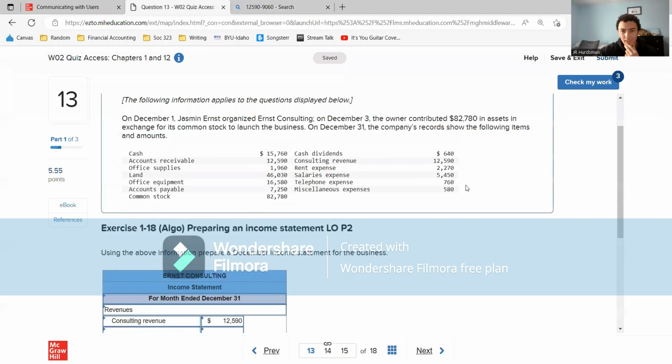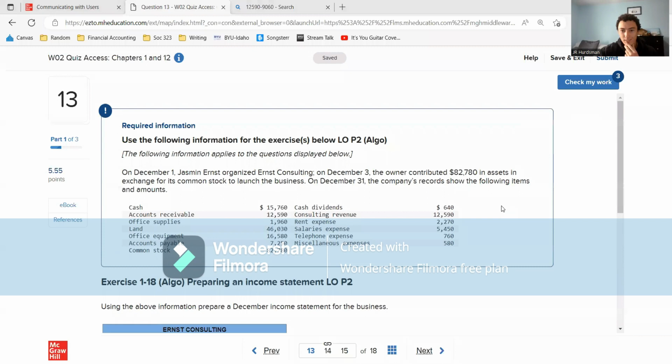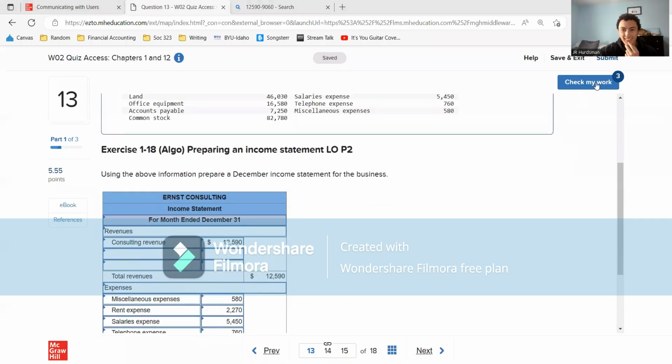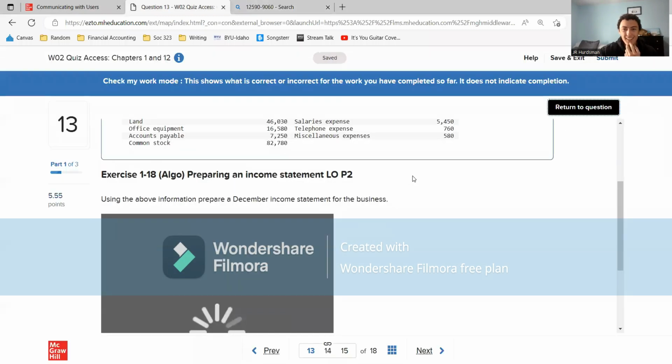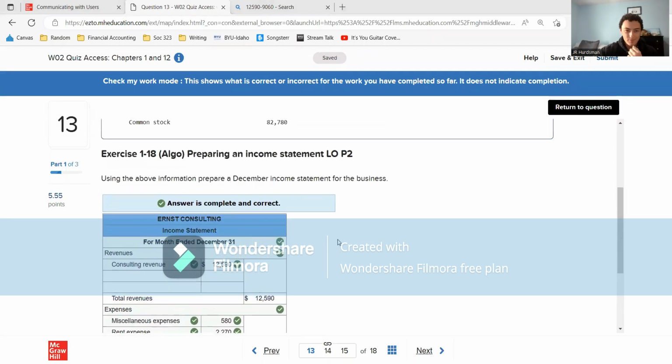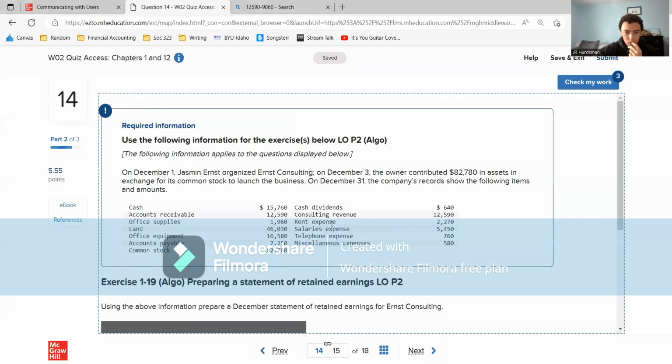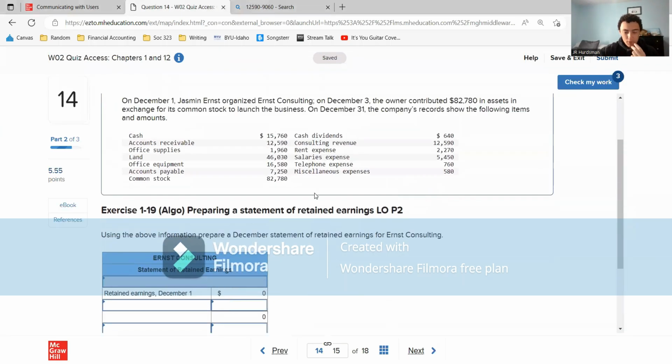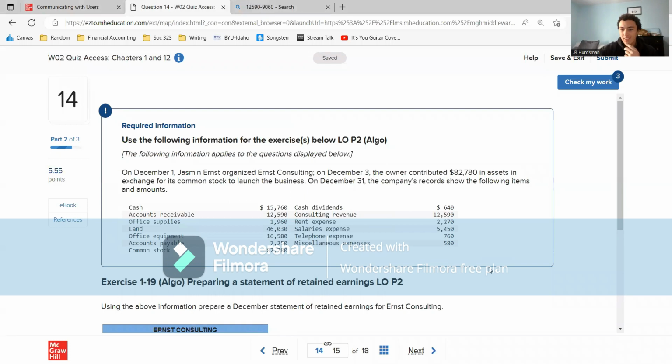Okay, and then I'm gonna check my work. Hopefully it's correct. Okay. All right, I'm glad that's right. All right, so now let's go to the next one. So problem 14. Pretty similar. I did the same thing when I first saw it.